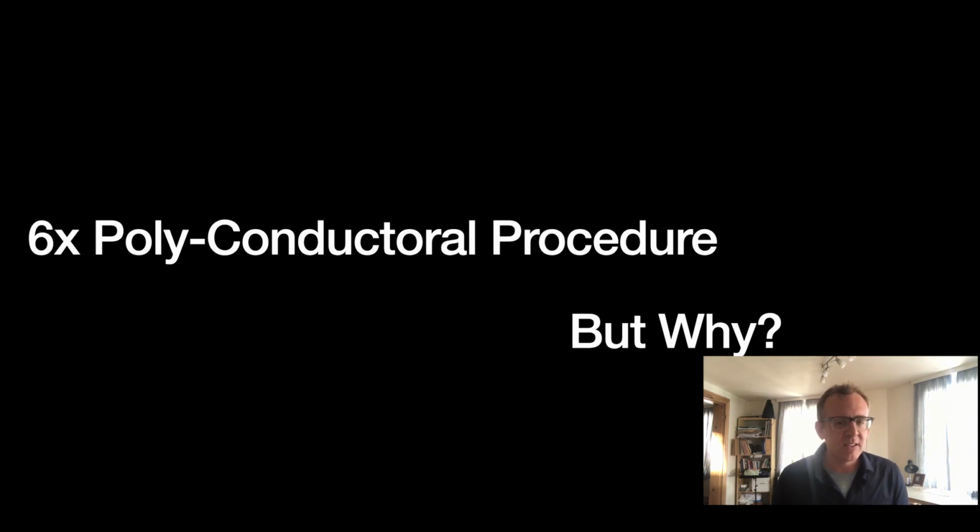All right, so I've now demonstrated that according to the standard I applied and within current performance practice, 6 sections of polyconductoral procedure are employed in the 2nd movement of Ives' 4th Symphony. But why? What possible motivations could Ives, Seeger, and/or Stokowski have had to approach the work in this manner?